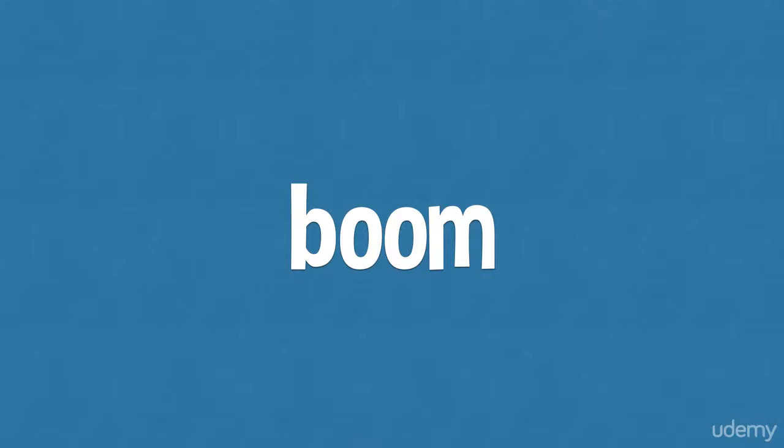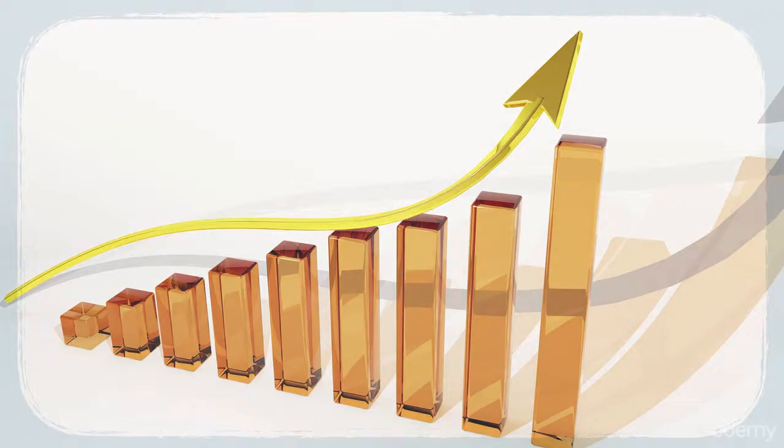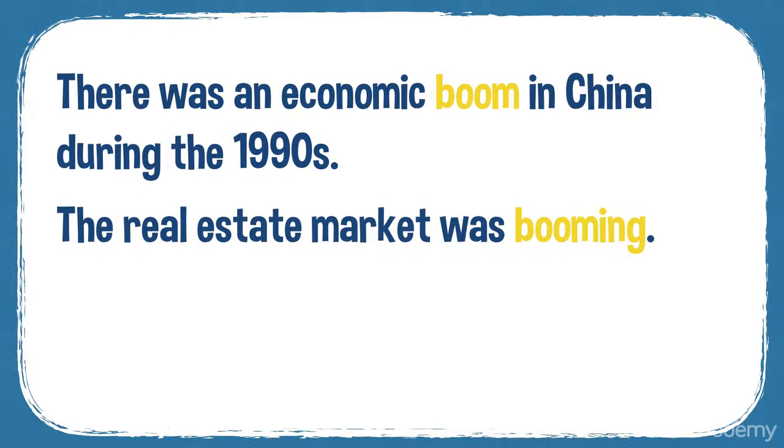So the first word we're going to look at is boom. If there is a boom in the economy, there is a big increase, a rapid increase in the growth of the economy. Maybe people are buying more things in the shops or there are more jobs, but the economy is expanding rapidly. So, for example, there was an economic boom in China during the 1990s. The real estate market was booming.